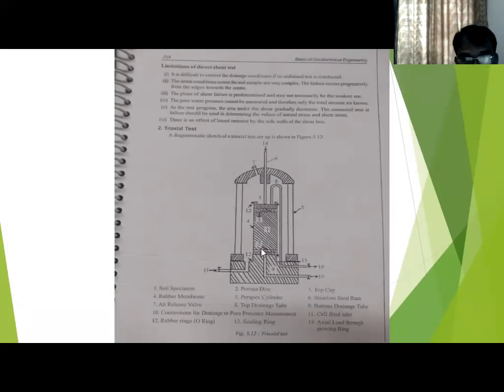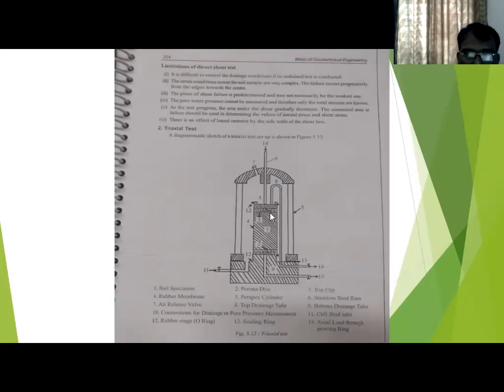Okay. Second is the porous disc. Here a porous disc is there. When it is porous, it means we are allowing drainage condition. Third is the top cap. Okay. So here is porous and here is also porous. When both sides are porous, it means it is double drainage. Like this you can understand.